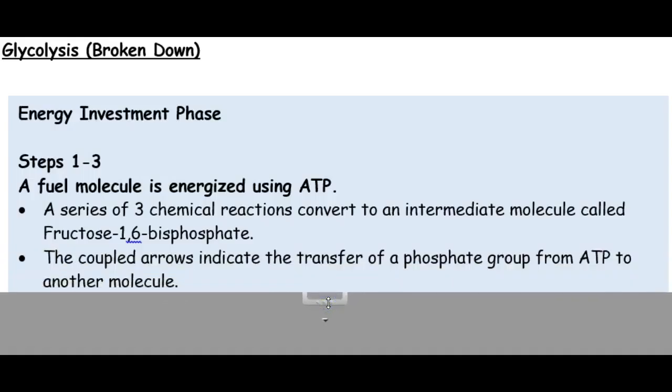So as you noticed, hopefully, this is just a reminder for later on that those arrows that you see that are coupled basically describe that you're inputting an ATP, removing a phosphate from it, and adding it onto another molecule, and that results in an ADP molecule that is released.